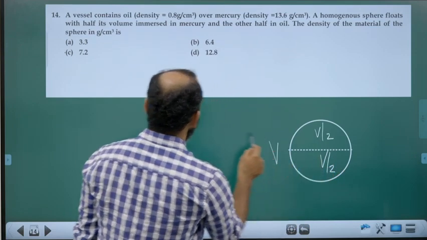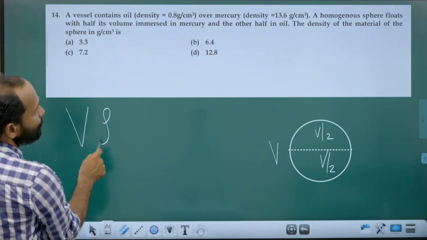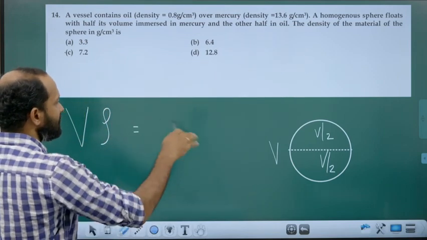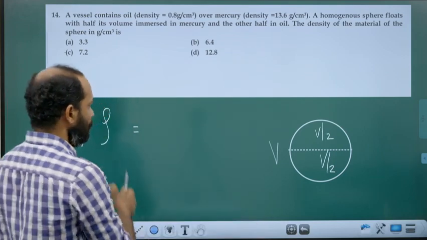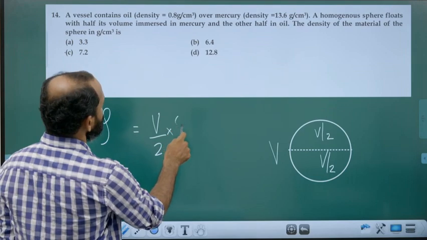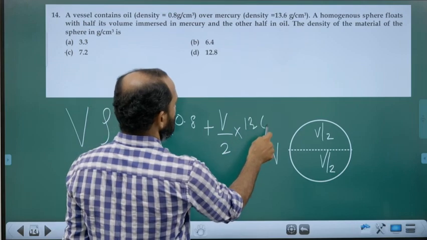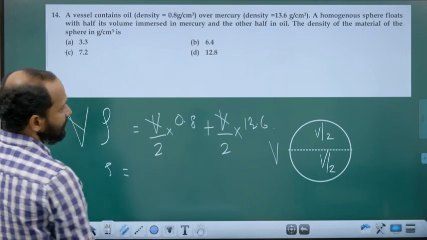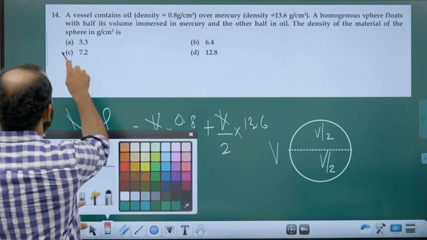Now what is the total weight? Total weight is equal to volume of solid into density of the solid, that is rho. I am not writing g because g gets cancelled. Weight is equal to upthrust, that is the law of flotation. Weight is V rho. Upthrust is V by 2 into density of that liquid, that is 0.8, plus V by 2 into density of the other liquid, that is 13.6. Here V you can cancel. You will get rho as the arithmetic mean. In such cases, you can choose the arithmetic mean of densities. You can try this calculation to get the answer.